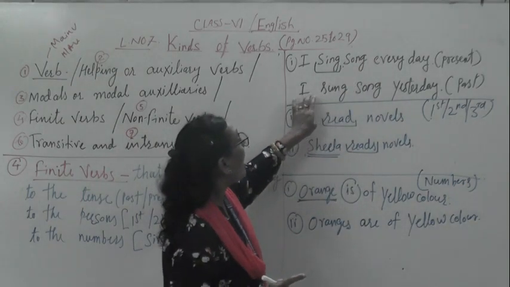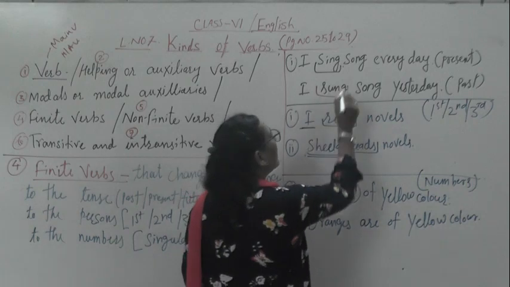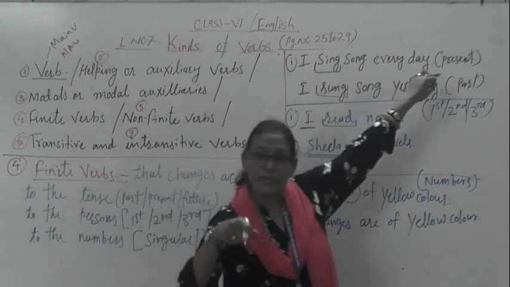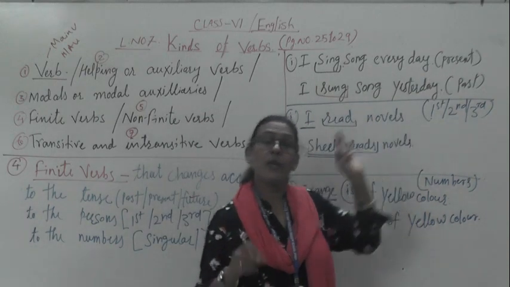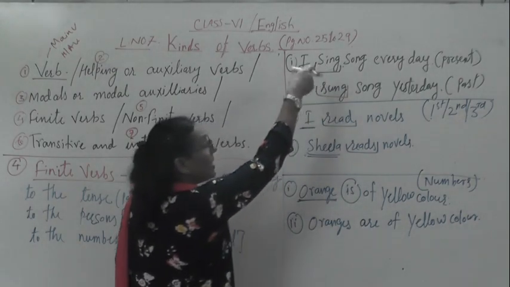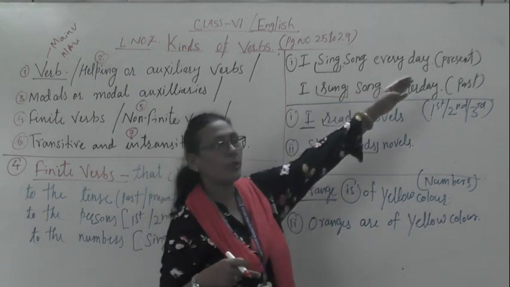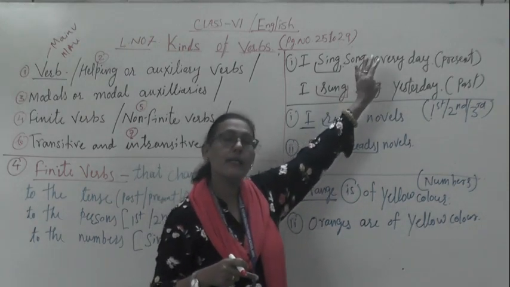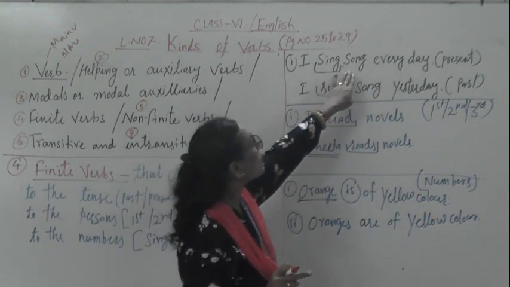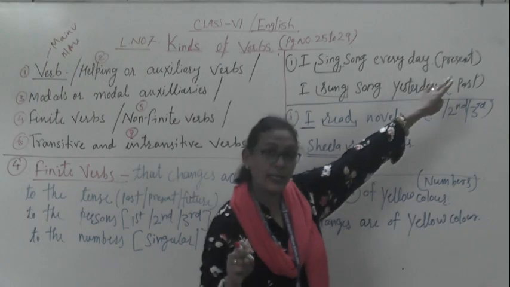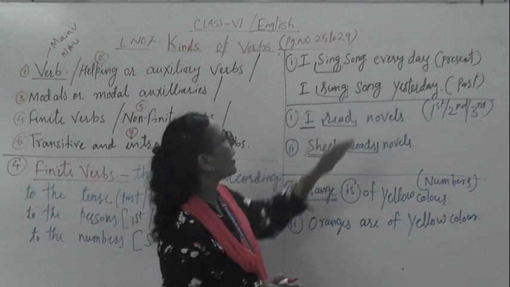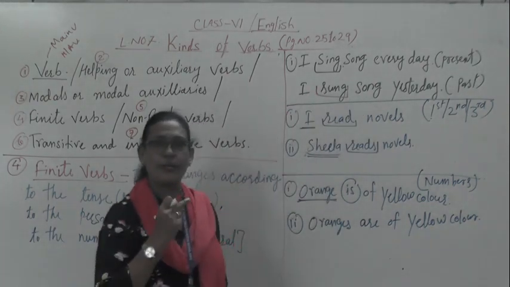Now see here the second. I sung song yesterday. See the sung. When we are writing here, sing is in the present tense. But the same verb, which are the verbs? Here sing is a verb. So these verbs change according to the tense. Sentences like these are called finite verbs. I sing song every day is present tense, where we have written sing. But in the past tense, I sung song yesterday. So it is changing according to the tense.